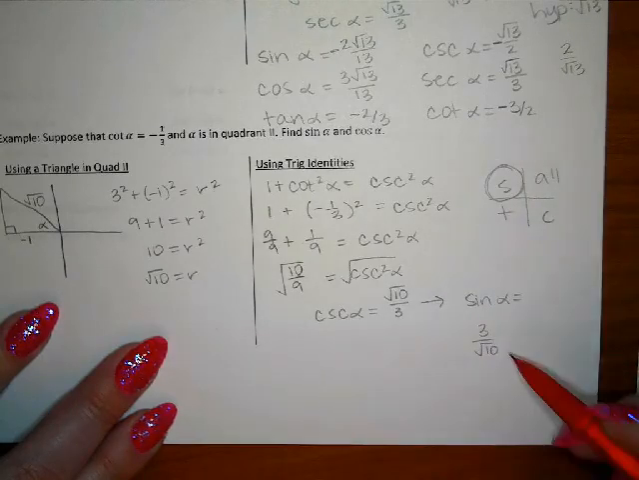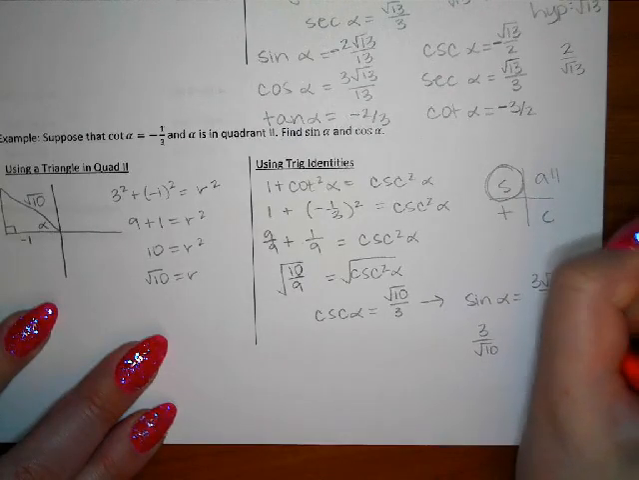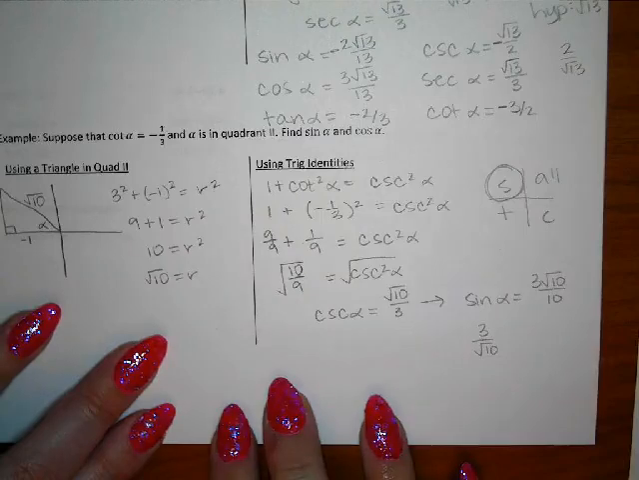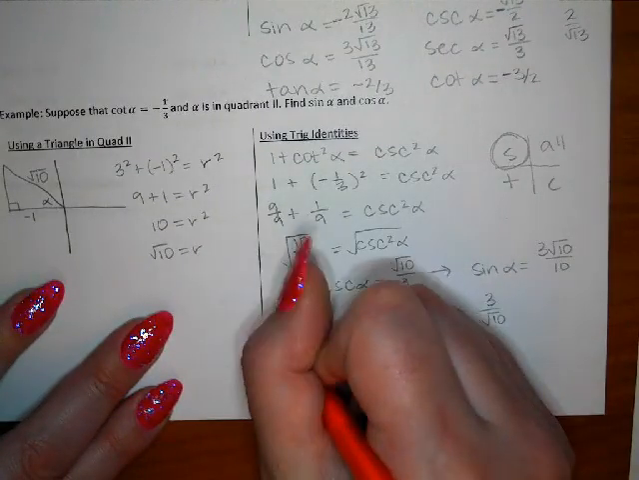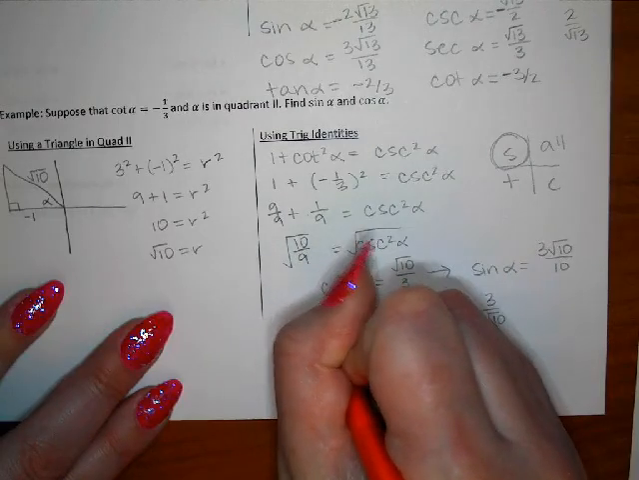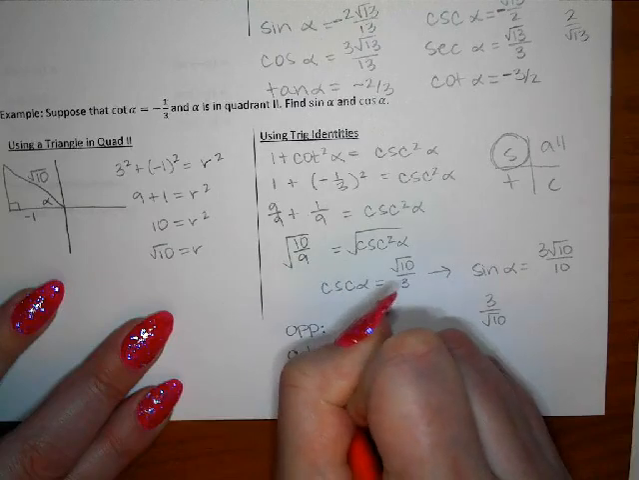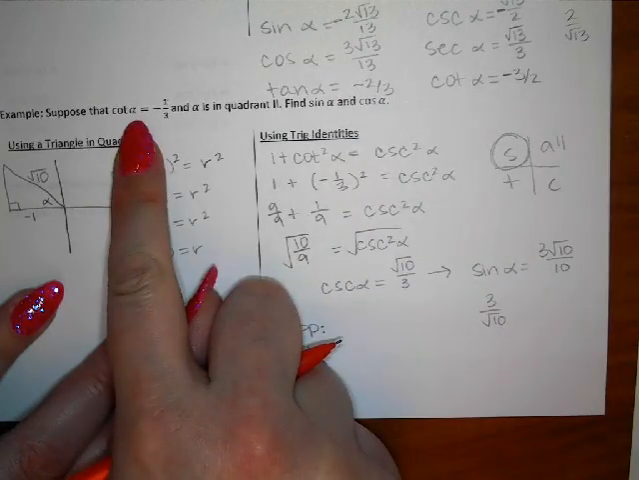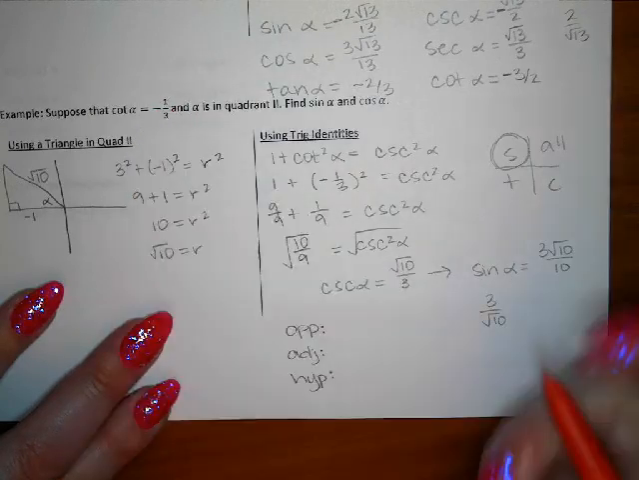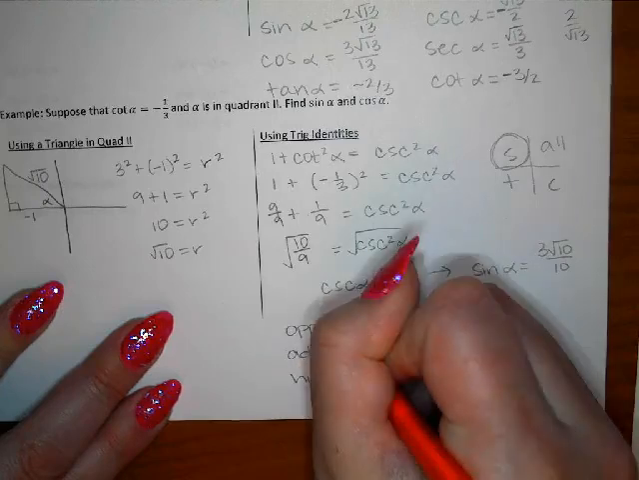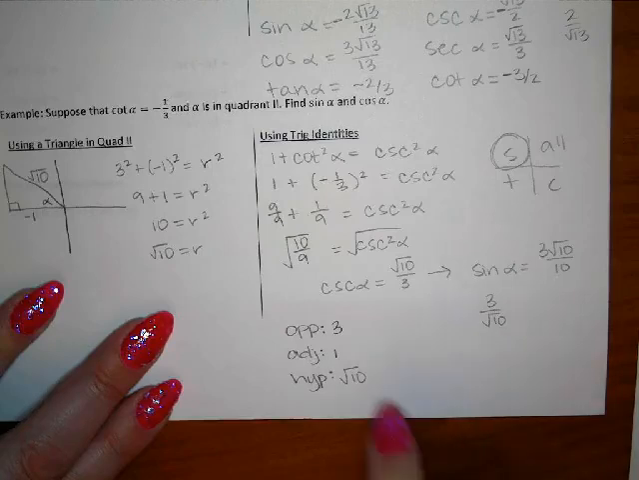Okay. And then for cos, I have enough information at this point to write down the 3 sides. So opposite, adjacent, hypotenuse. So tangent was opposite over adjacent. That means cotangent is adjacent over opposite. So adjacent over opposite, that leaves root 10 as the hypotenuse. And so cos is adjacent over hypotenuse. Cos is 1 over root 10.